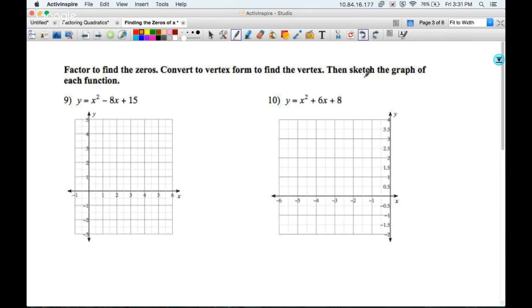Moving on. All right, let's do number 10. For this, factor to find the zeros. So when I say find the zeros, another way to think about that is the x-intercepts.